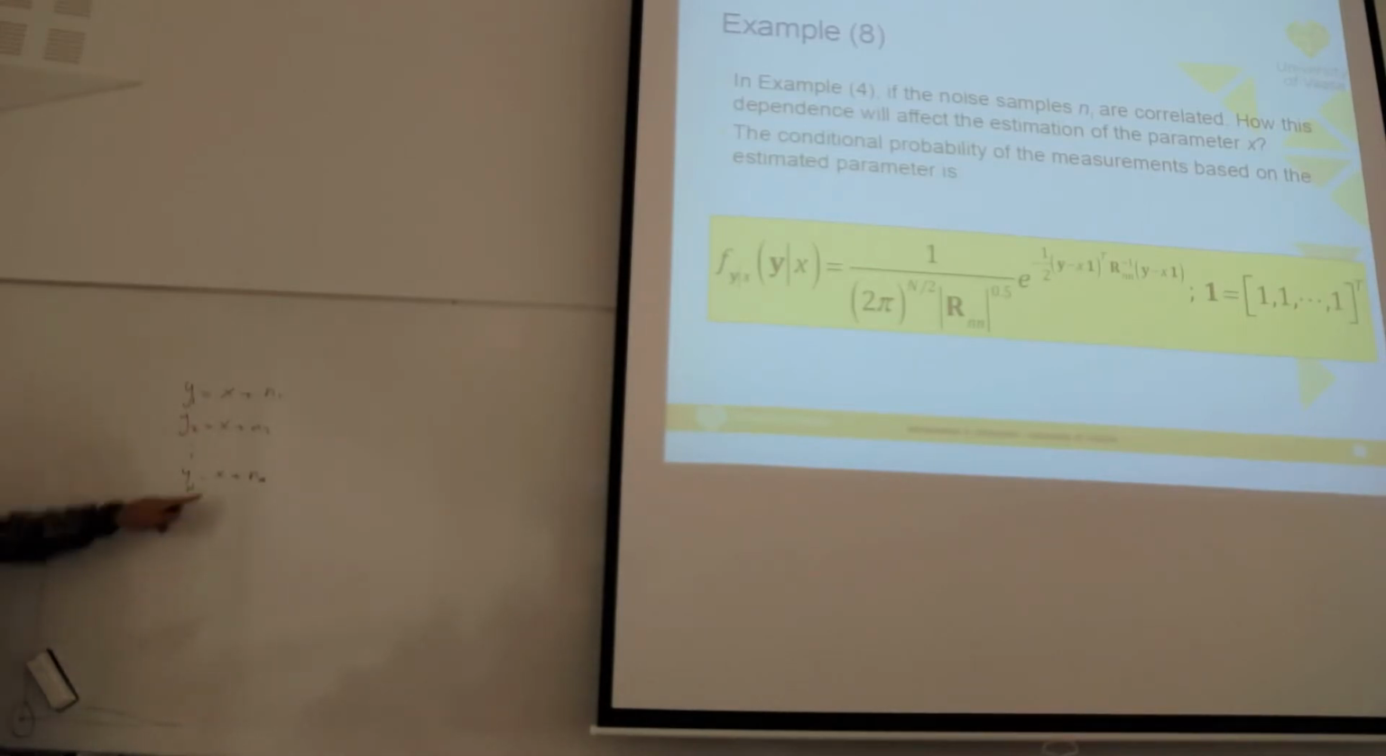We proved that if n is a Gaussian or normal distribution, then x is the mean. The maximum likelihood estimator is just taking the summation of yi divided by n, from i equal to 1 up to n, and this will be the maximum likelihood estimator for x.